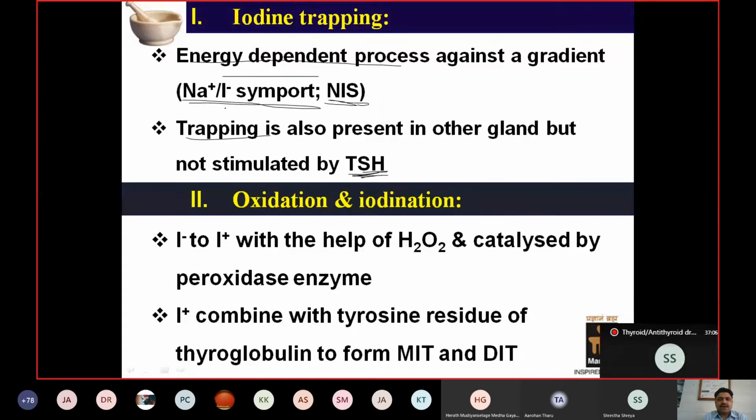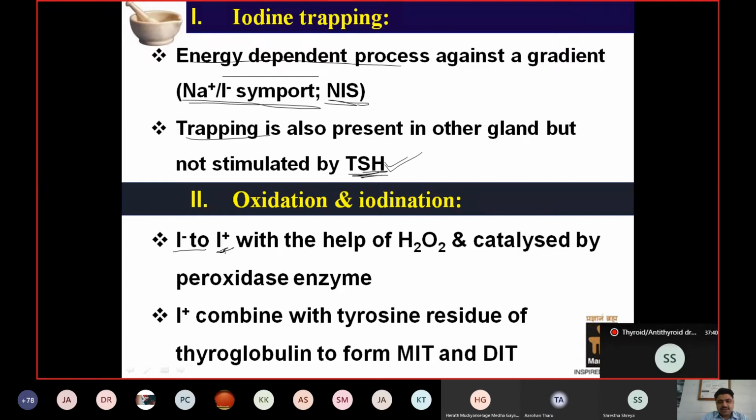Okay, more iodine is trapped by this mechanism in the presence of TSH, thyroid stimulating hormone. So that is why this is important in the synthesis and release of thyroid hormone. Once it is taken into the cell, as discussed in the previous slide, the iodide is oxidized to iodinium ion.